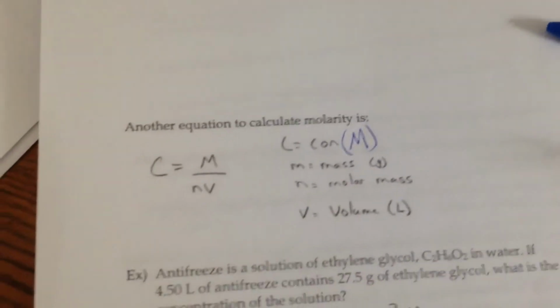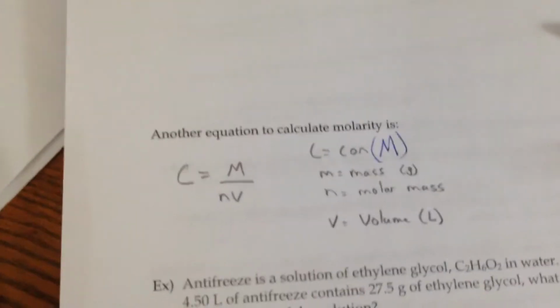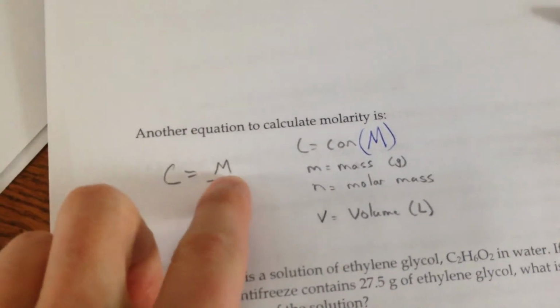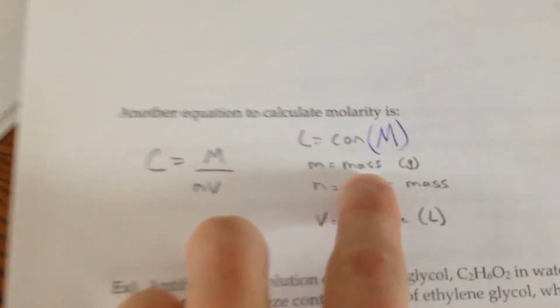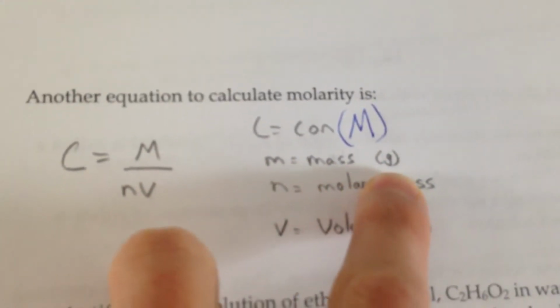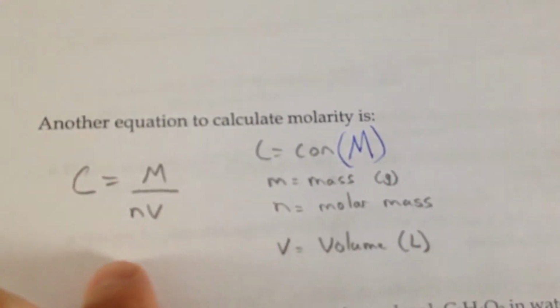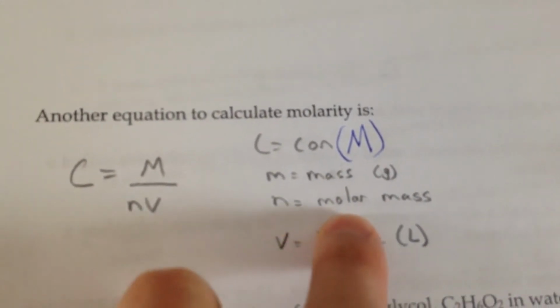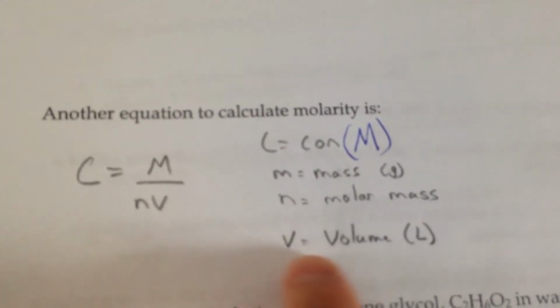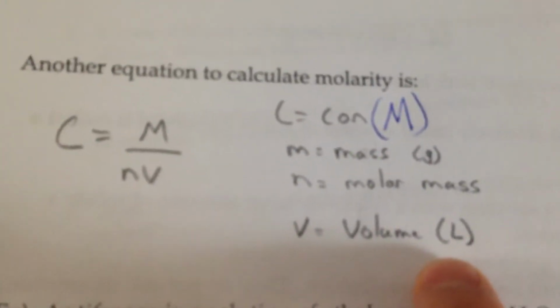Now the other ones here, the m in the formula, this guy here, that's your mass. And mass always has to be in grams, okay? Then this little n, that's your molar mass. And V is your volume. Volume is always in liters, okay?